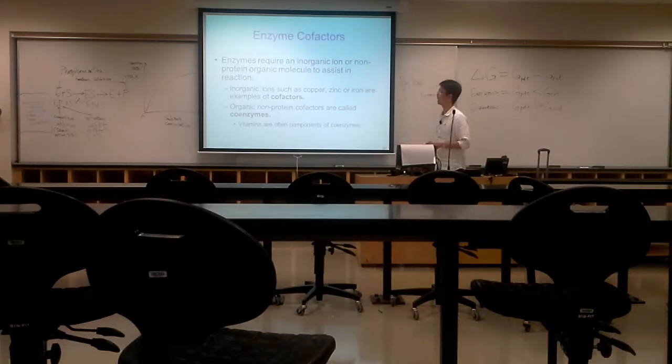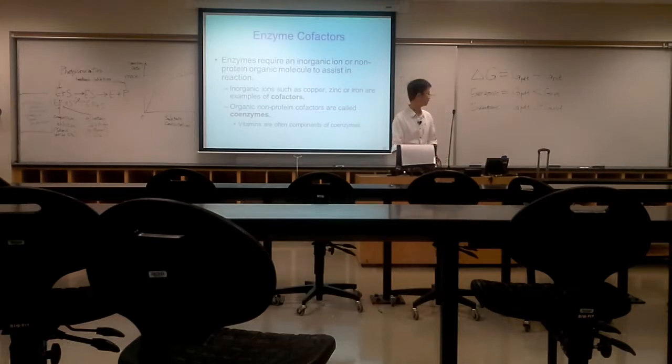We have something called a cofactor in the enzyme. In order for an enzyme to work, other than the ignition key like the phosphate group to turn on the enzyme, some enzymes require something called a cofactor, like copper, zinc, or iron. All these can bind to the enzyme to help speed up the reaction. And then there's something called a coenzyme, which is an organic non-protein cofactor. Usually coenzymes are from vitamins.